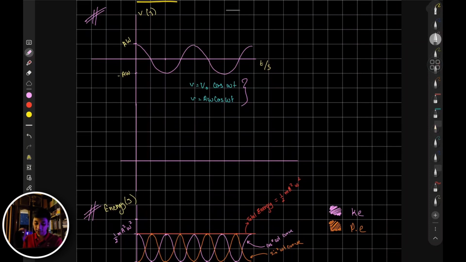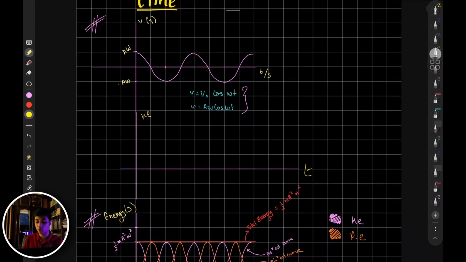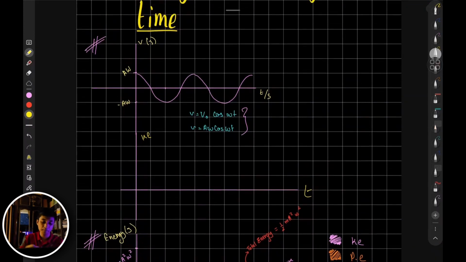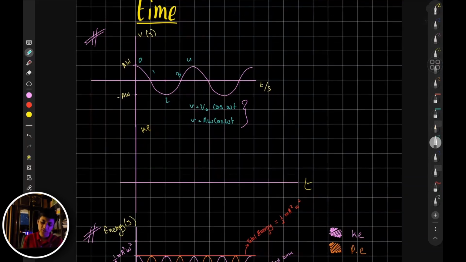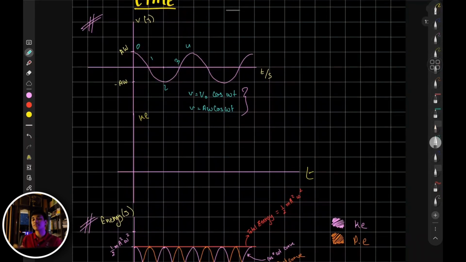All right. So if we want to plot the kinetic energy, KE, against time, how are we going to do that? Let's plot these as positions 0, 1, 2, 3, 4. If we know the kinetic energy at 4 of these positions, that's going to be more than enough to plot the other ones. Great. So at position 0, the velocity is maximum.